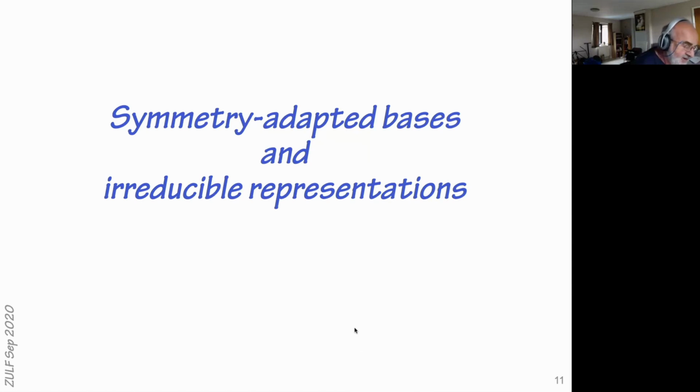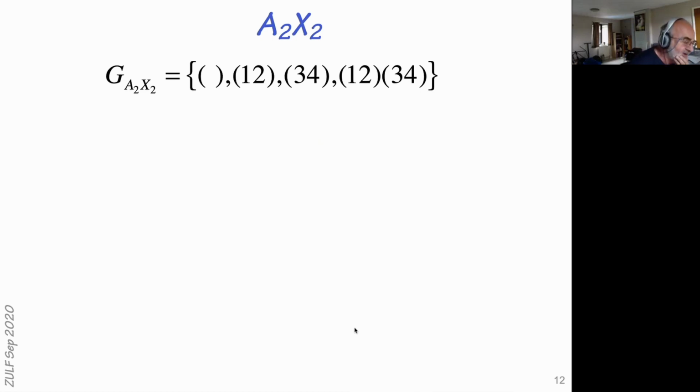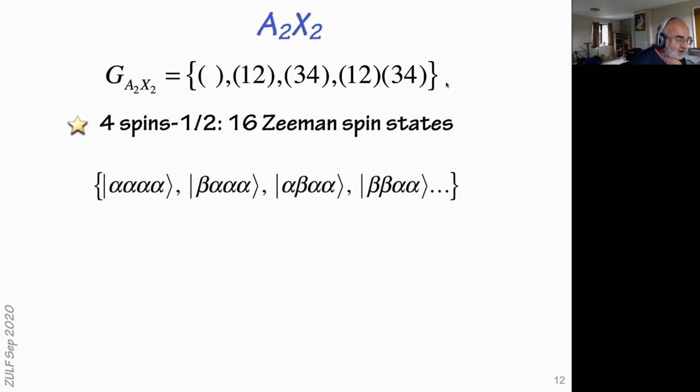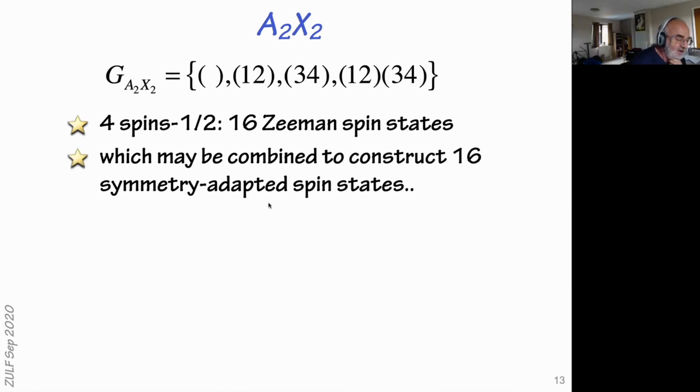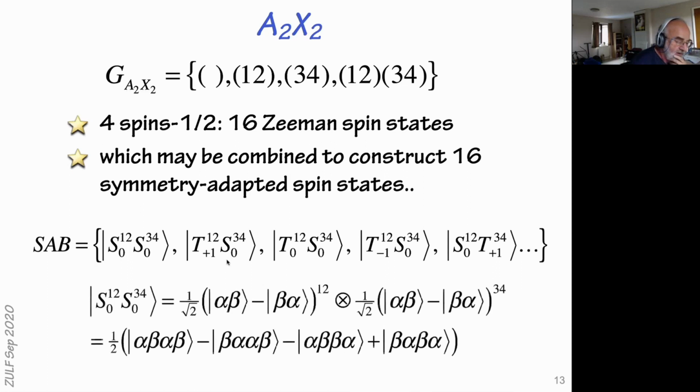Now we launch into the mathematics of how to do this. Let's start with the A2X2 system. We have the symmetry group of the J coupling Hamiltonian. We have 4 spins one-half, so we have 16 spin states, and we can construct them as usual: alpha alpha, beta alpha, and so on, 16 altogether. We take those 16 states and combine them in a special way to make what are called symmetry adapted spin states, which Thomas and others have already used in earlier talks at the conference. So this means a symmetry adapted basis, and again you have 16 states.